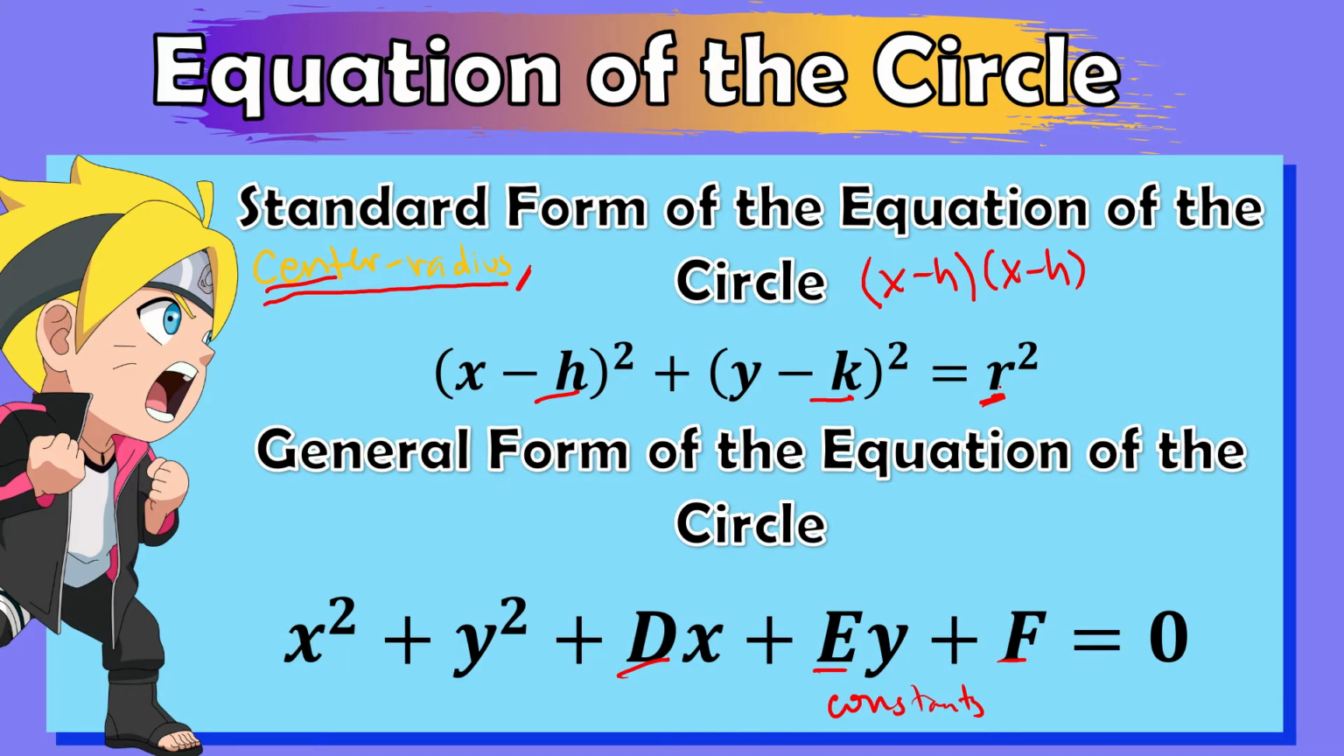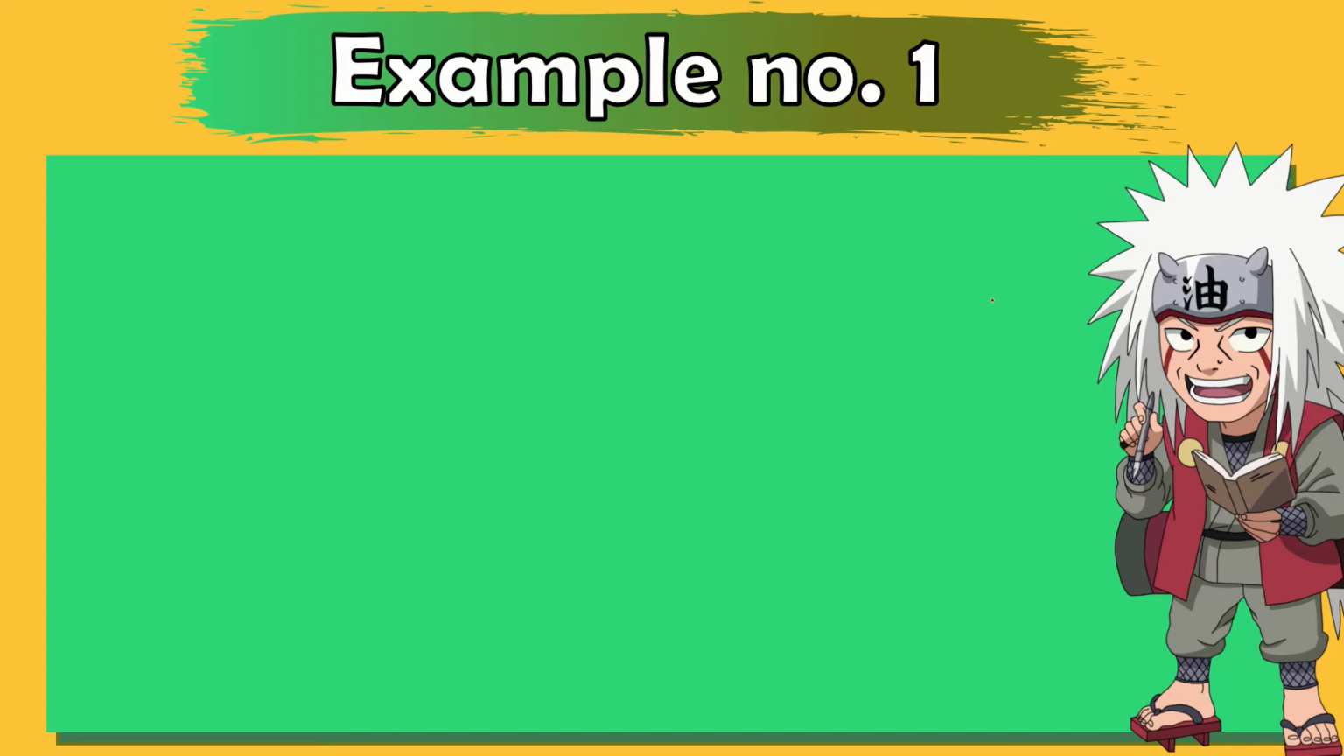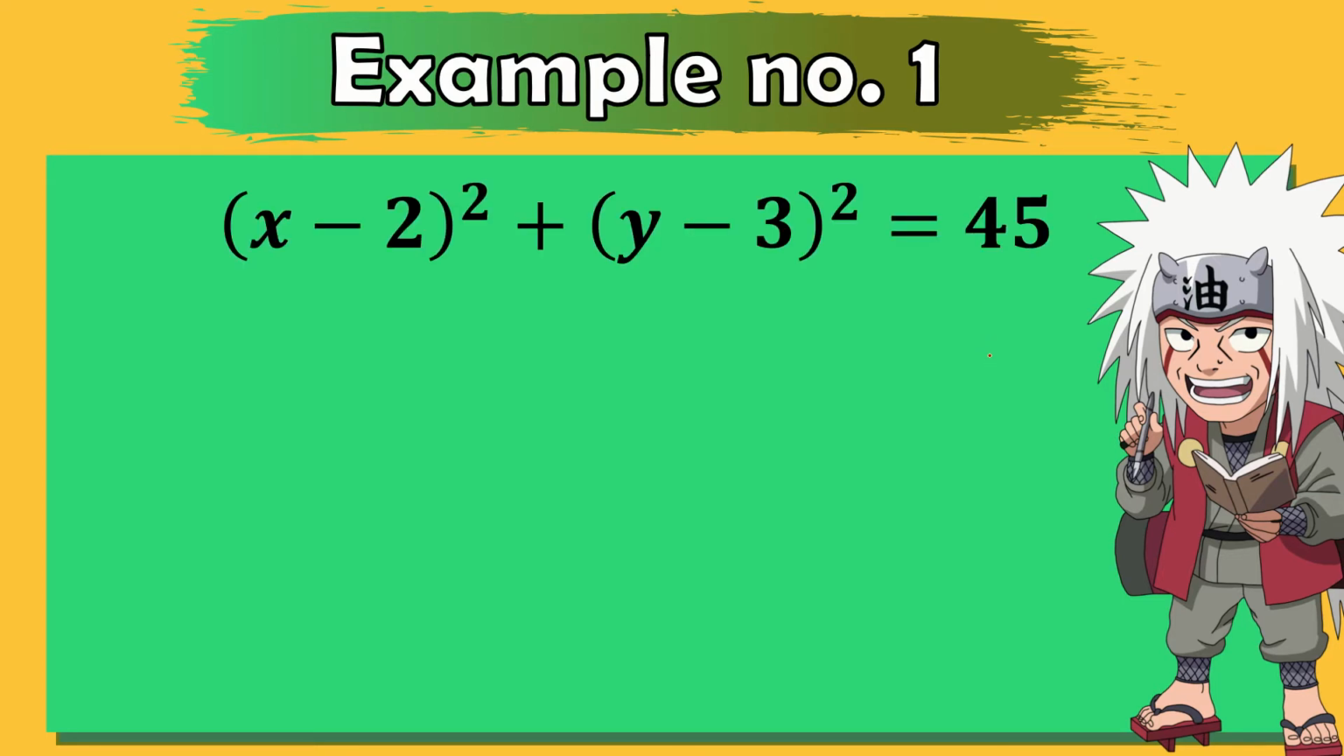Now, let's have examples to make it easier to understand. For example, number 1, we have here (x minus 2) squared plus (y minus 3) squared is equal to 45. This is an example of the standard form of the equation of the circle, the center radius form. Make it a routine that when given the standard form or whatever equation of a circle, you first find the center and radius. The center is denoted by h and k. The h is always with x, and the k is always with y. And this is r squared.